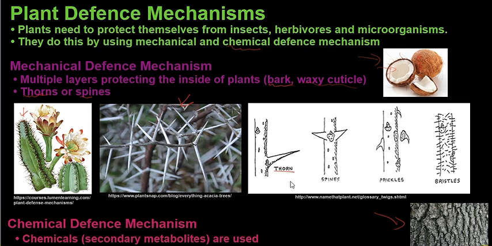And then, yeah, just a different diagram here showing what a thorn looks like, what spines look like, what prickles look like, and then some plants even have bristles. So these structures would generally be for protecting a plant against herbivores that would be eating from it. And then just a little bit of interesting information, a thorn is actually a modified stem, and a spine is actually a modified leaf.